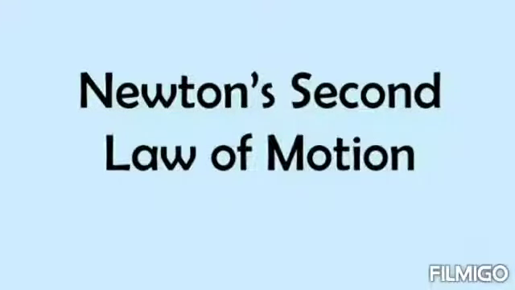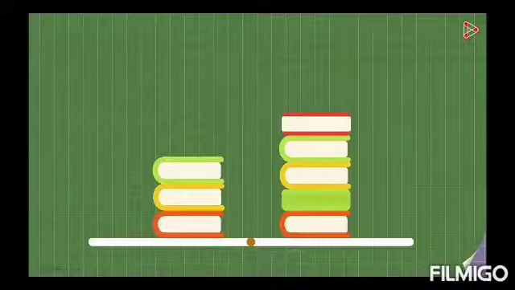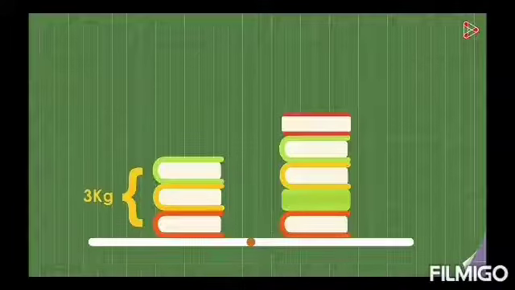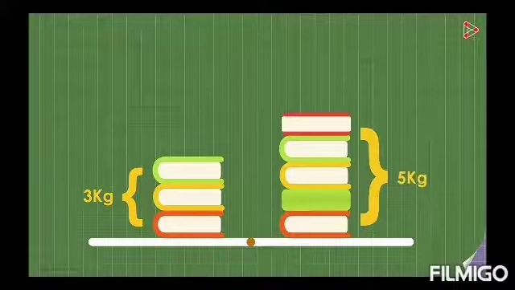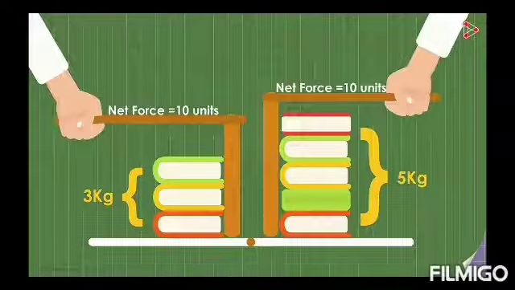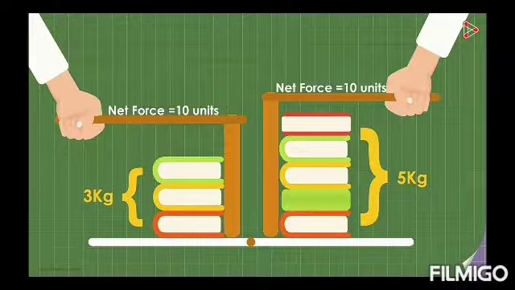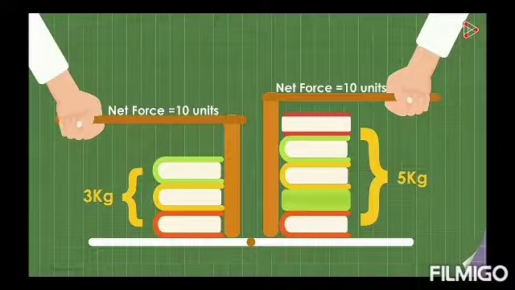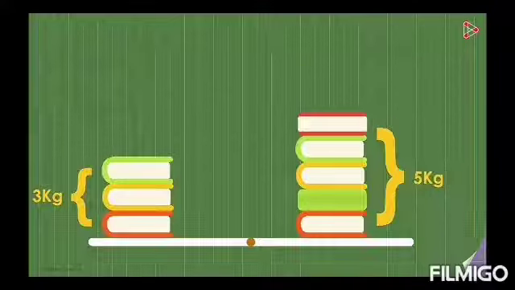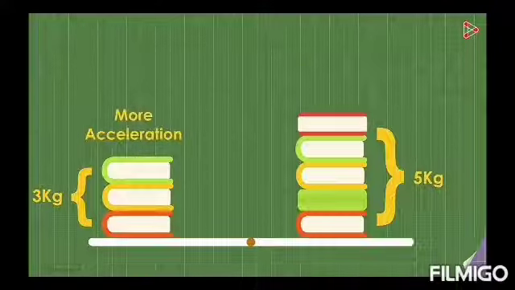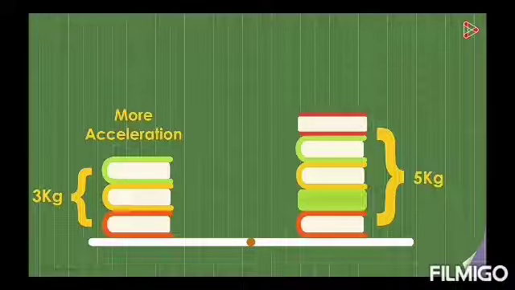Next one is Newton's second law of motion. Look at this picture. There are two objects on the table. One has the mass 3 kg and the other has the mass 5 kg. Now, if we apply a net force of 10 units on each of them, which one do you think has more acceleration? Yes, the answer is 3 kg, because it has the lesser mass and more acceleration. In 5 kg, more mass, lesser acceleration.